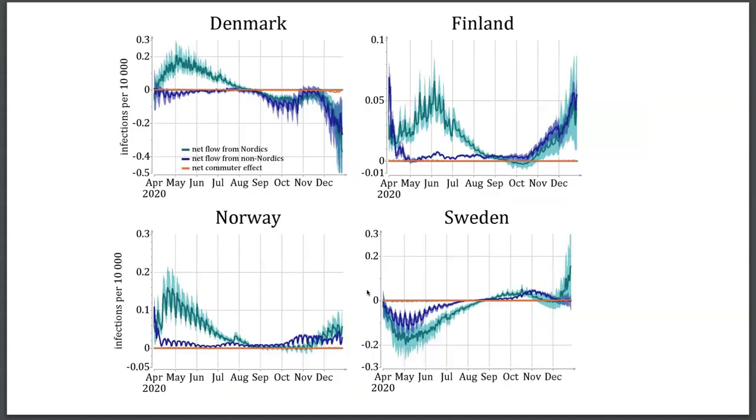And when we plot these three different components here, what we see is basically that the effect from non-Nordic and Nordic countries is kind of similar, maybe a little bit different in size, but the effect from commuters is very low here. And this effect of commuters is here in orange, and it's also very, very close to zero.